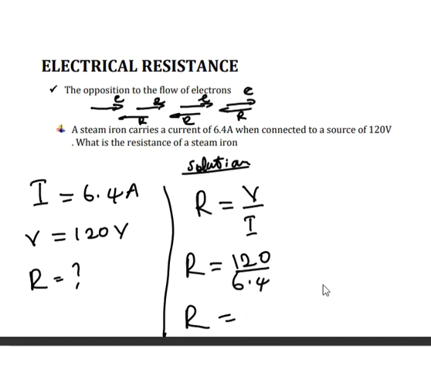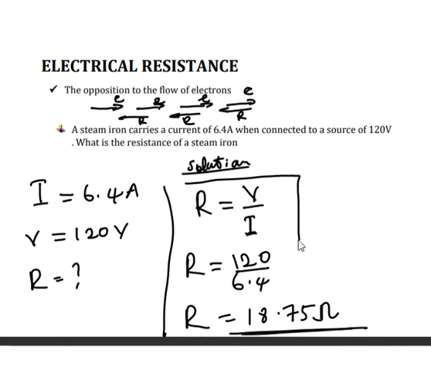So tikapanga divide 120 divided by 6.4, then we get 18.75 ohms. Kutanthauza kuti tikafusidwa kuti tipeze resistance, ndeti timagwiritsa ntchito this formula.